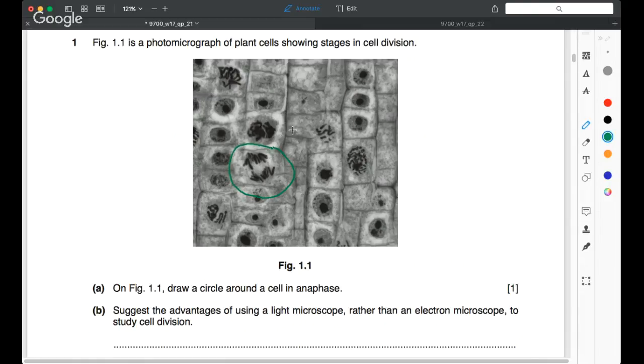Yep, that's right. So tell me how you know that's the cell in anaphase. Because you can see the sister chromatids being pulled to opposite sides of the cell. Good. And if I was to ask you to show me cells that are in the other phases, could you do that? Maybe. Okay.